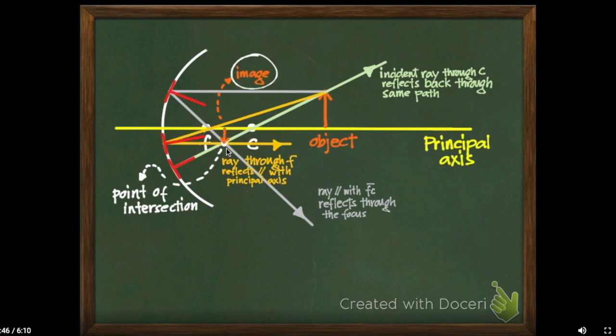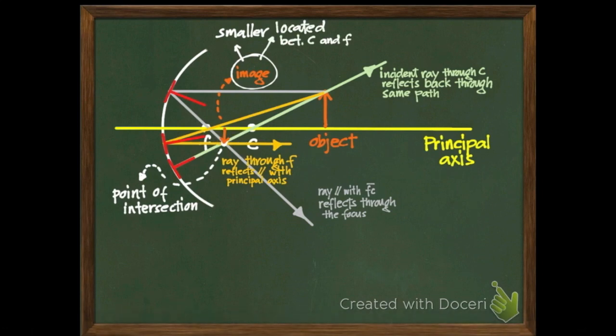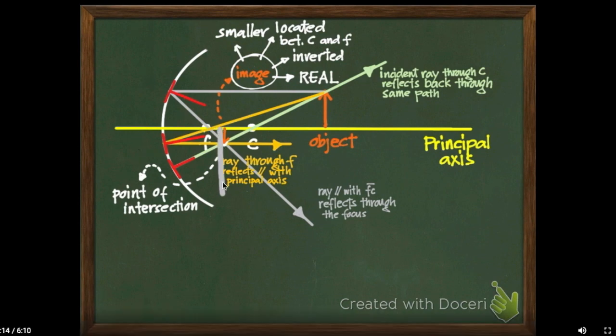In this arrangement, we can describe the image as smaller than the object, located between the center of curvature and the focus, inverted, as you can see it is upside down, and this time on the same side of the mirror as the object. This implies that bouncing of light happened, and therefore it should be called a real image. If you place a screen here, this image can be projected on that and seen by people.